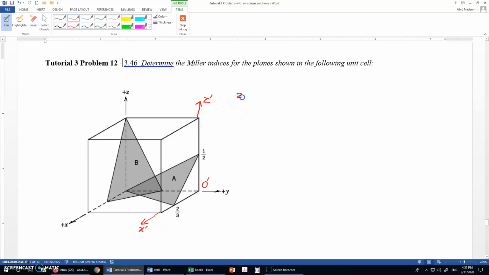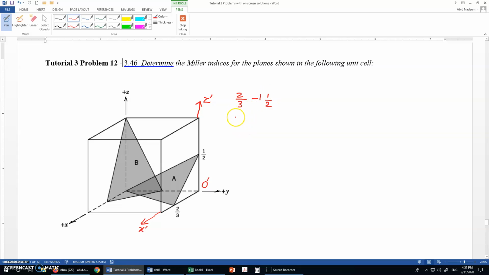So 2 by 3, and this point is in the z direction, but let's look at the other point, which is this point in the y direction, now in the negative y direction. So it will be -1, and in the positive z prime direction, this point is at 1 by 2.